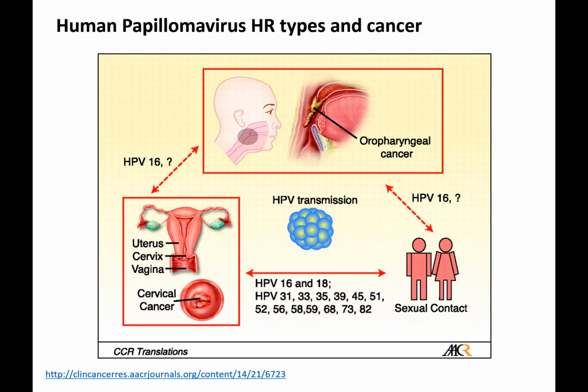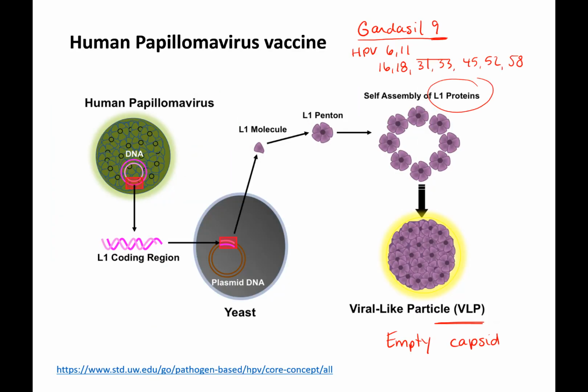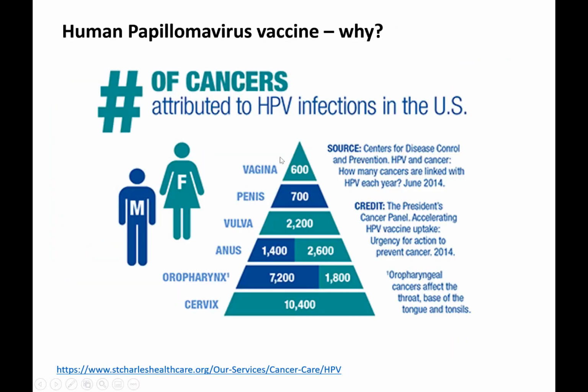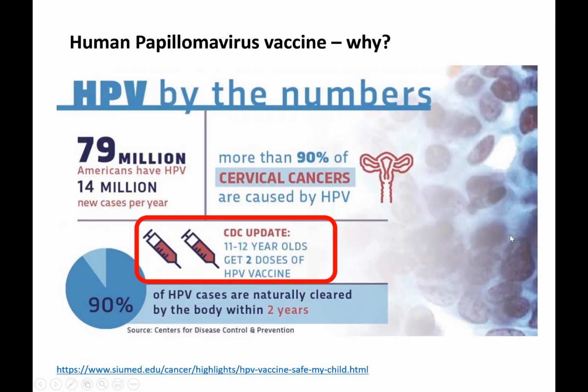Different types of cancer. Cervical is the most common, or the ones we worry about most. Oropharyngeal cancer, so cancer of the throat area. Oops, I had another slide. I didn't get these. Vaginal, vulval, anus, penile cancer can all be caused by human papillomavirus.